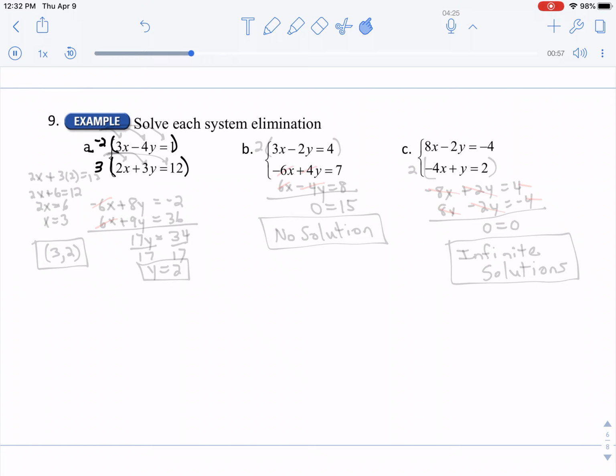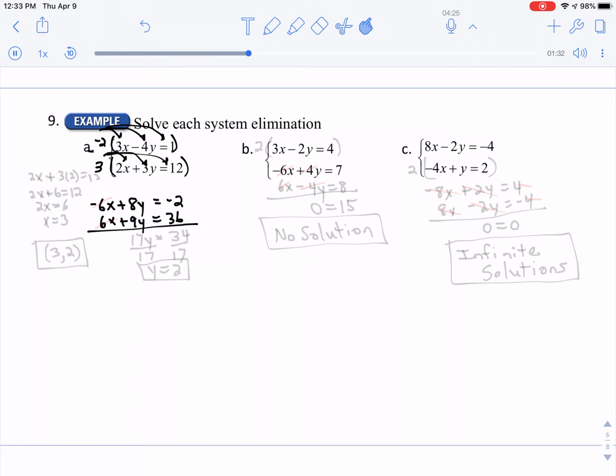I have to distribute that negative 2 to everything, including across the equal sign. So I get a negative 6x plus 8y equals a negative 2. And then I'm going to distribute the 3 to everything, and I get a positive 6x plus 9y equals 36. Now I'm going to add these two equations together. This is the process called elimination.